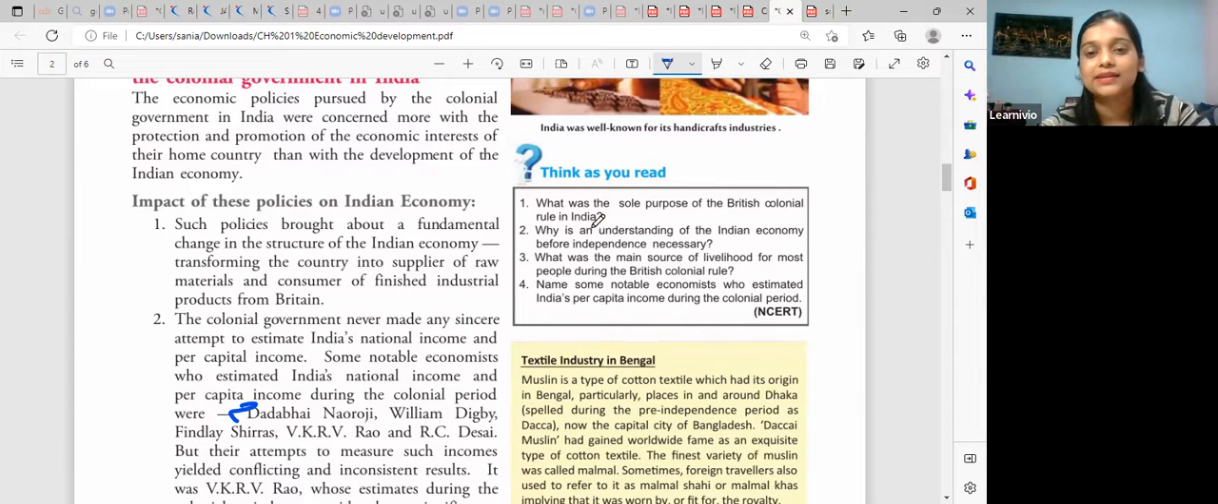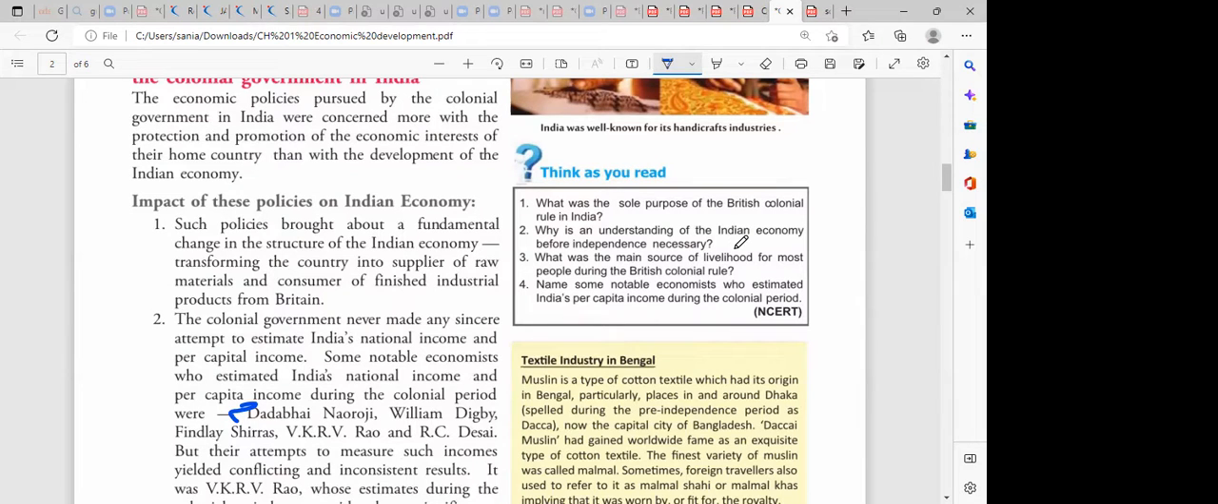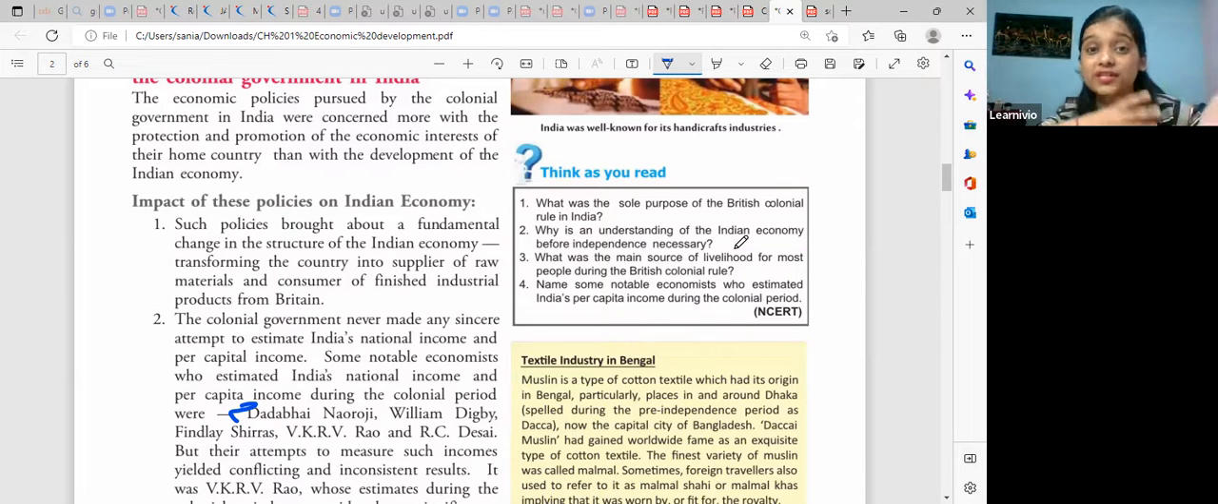Okay. Now, the next question is, why is an understanding of the Indian economy before independence necessary? Why is there a need to understand what India was before independence? Because it is part of Indian history that we should know. Yeah, very good. Because we should know the history, only then can we compare it, right? Because the roots are basically from that period.